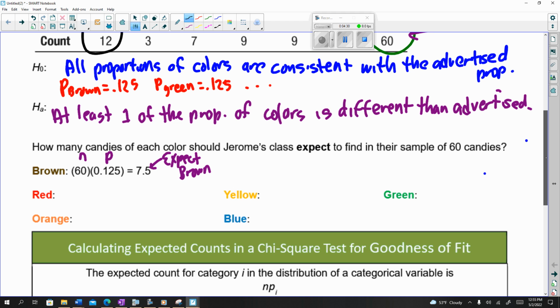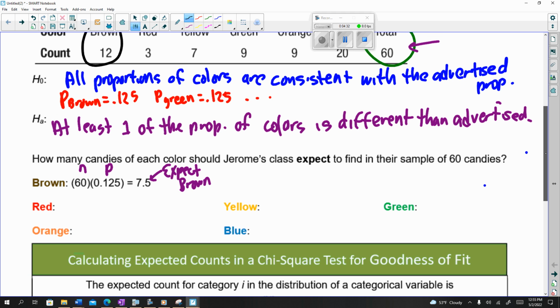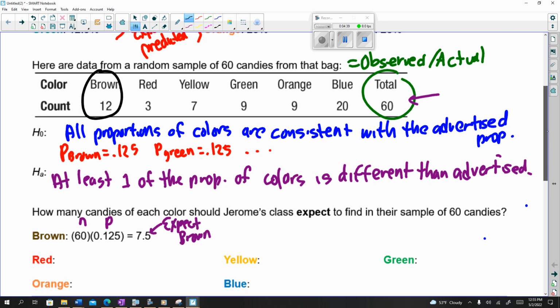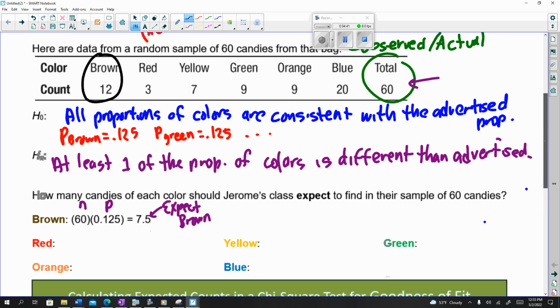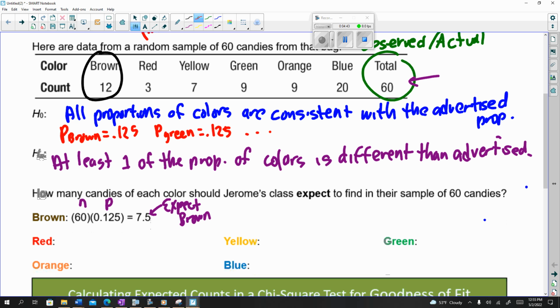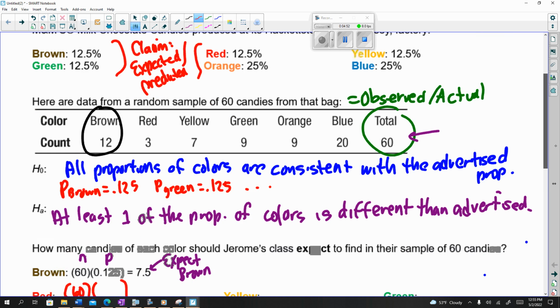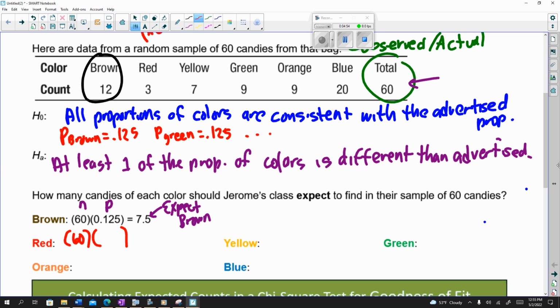So, similarly, here we can calculate the expected counts for every single color. We're going to do the same exact thing. We're going to take the total in the sample, 60, and multiply by the percent advertised by the company. So if you look back on the top, it says that they claim that 12.5% are also red. So then if you do n times p, 60 times 0.125, we should expect to get 7.5 red.